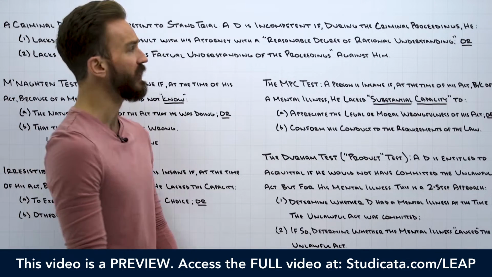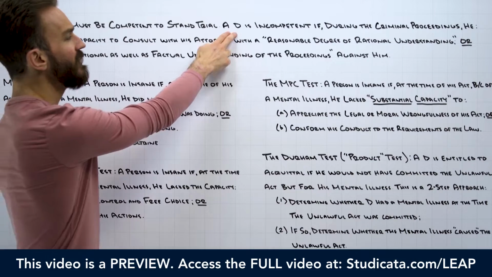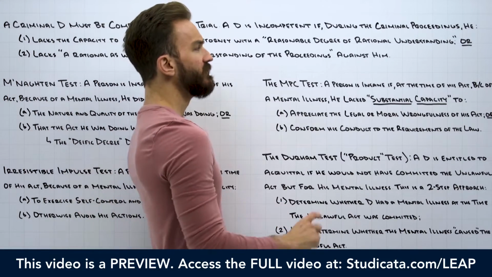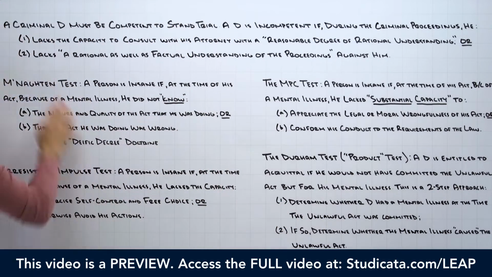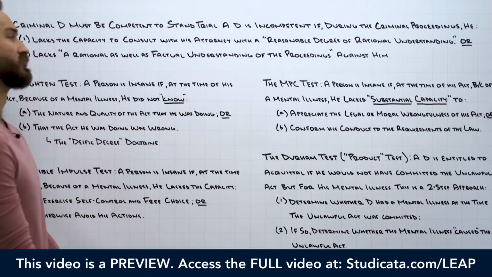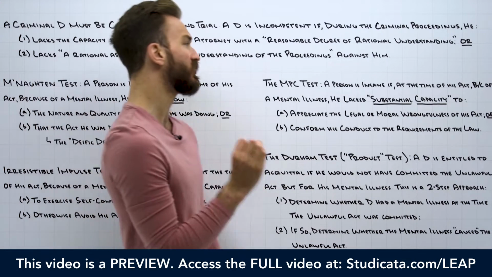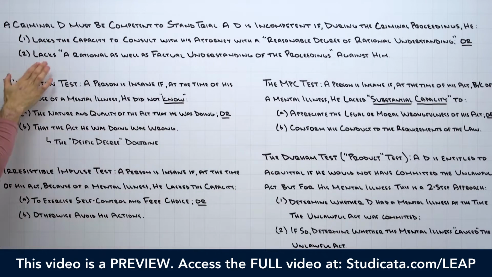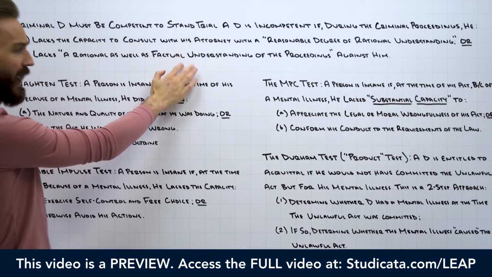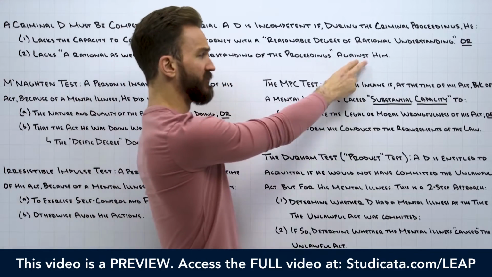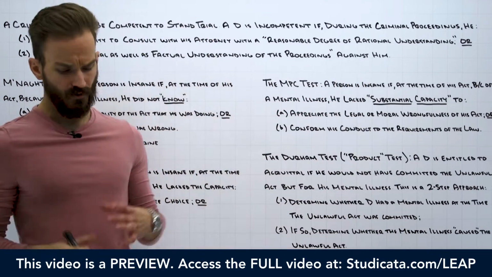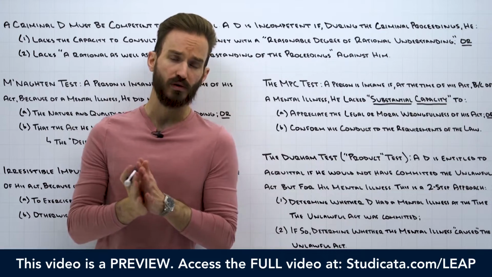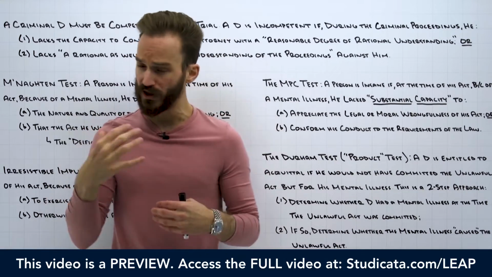In making this determination, we say that a defendant is incompetent if during the criminal proceeding he lacks the capacity to consult with his attorney with a reasonable degree of rational understanding, or if he lacks a rational as well as factual understanding of the proceedings against him. Again, this is a question of law that's going to be determined by the judge before we can even get to a trial.